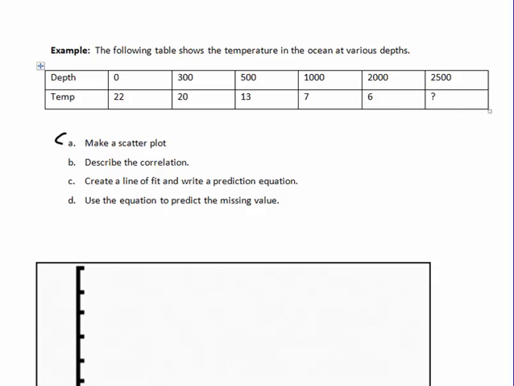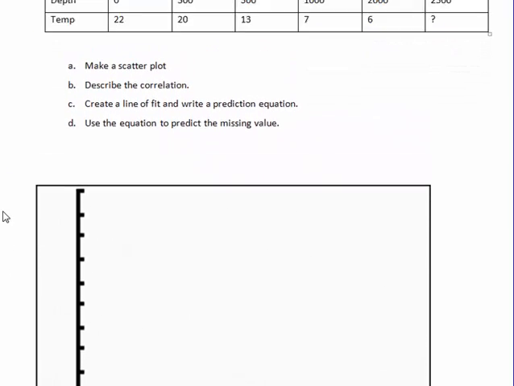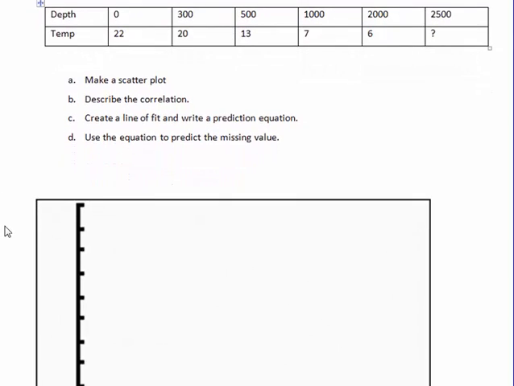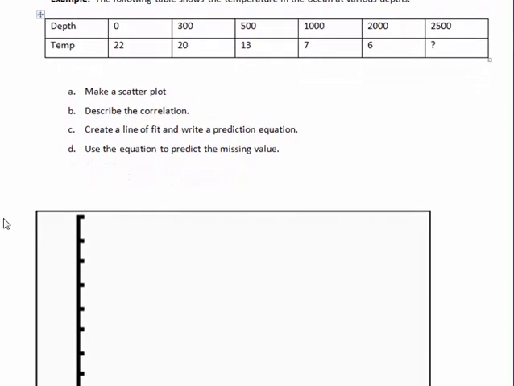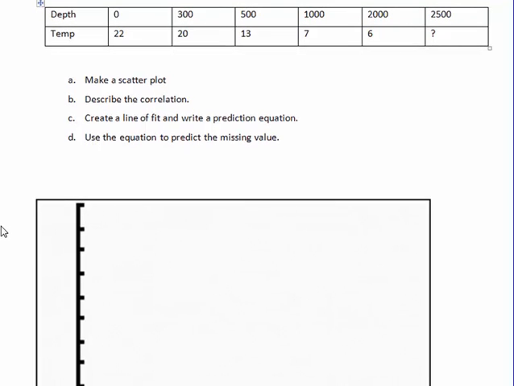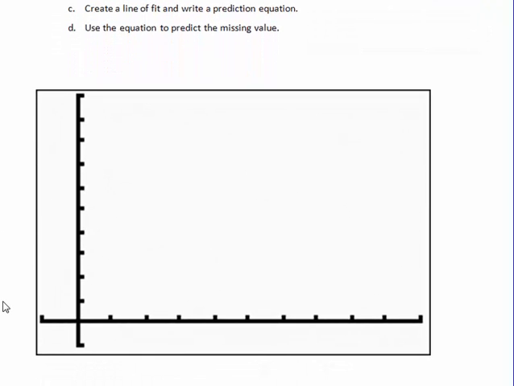So, first thing, I want to make a scatter plot. Before I do that even, I need to scale this thing. So, depth and temperature. What should we do? I'm going to put depth over here. I'm going to say this is my depth. And over here is my temperature.